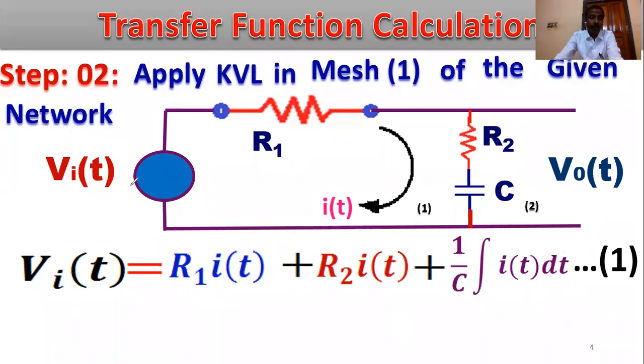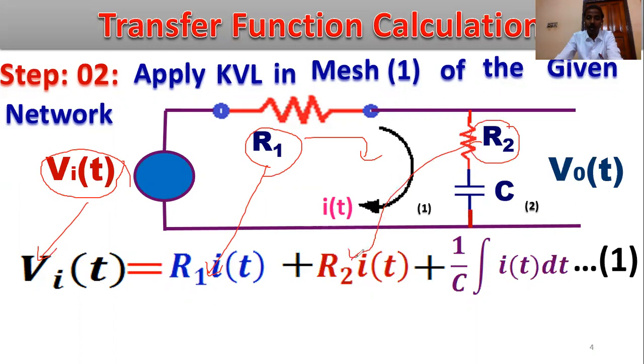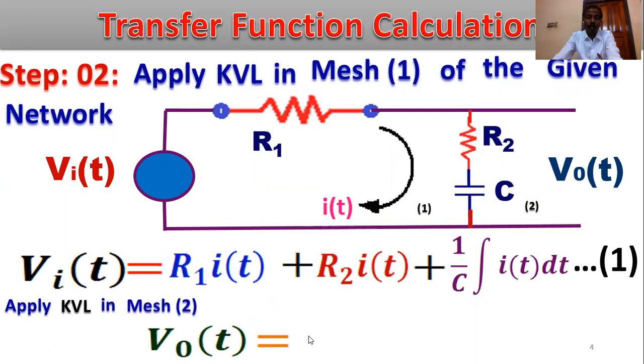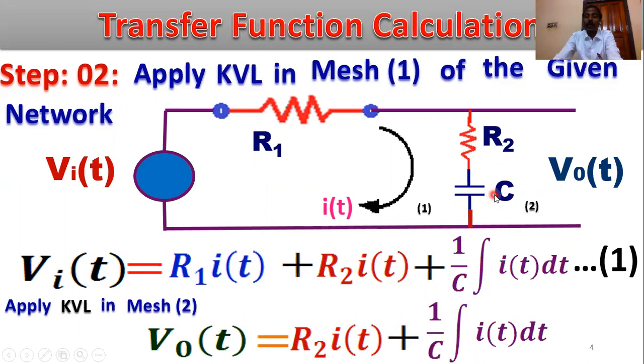In this case, this is the input voltage Vi(t). For R1, R1 times i(t) because of the loop current i(t); for R2, R2 times the mesh current i(t); and for the capacitance, 1/C times the integral of i(t) dt. This is equation number 1. Then for the output voltage, applying KVL in mesh 2, V0(t) equals R2 times i(t) plus 1/C times the integral of i(t) dt. This is equation number 2.